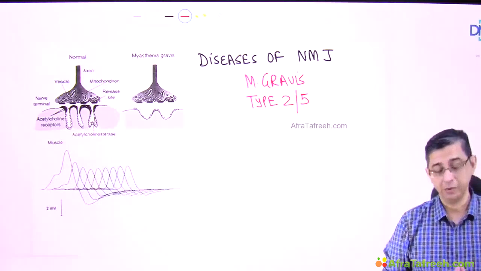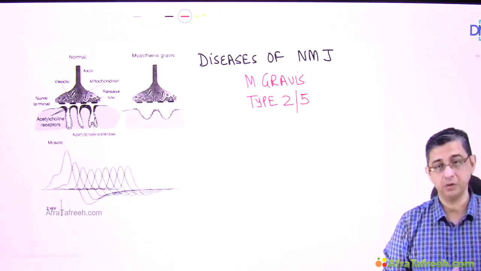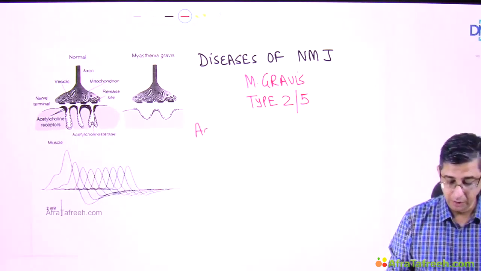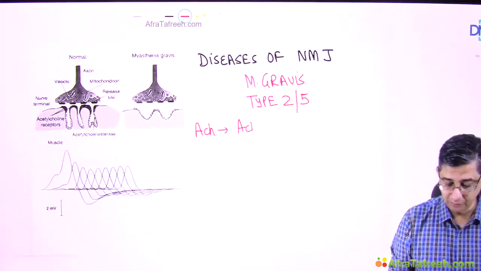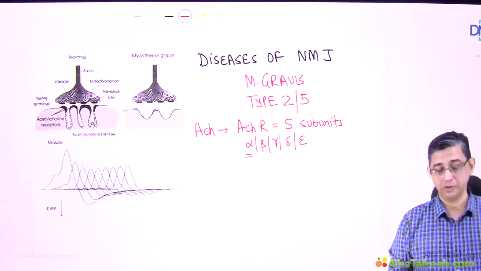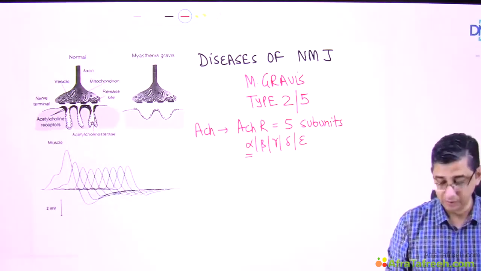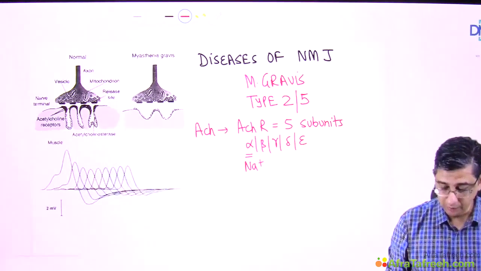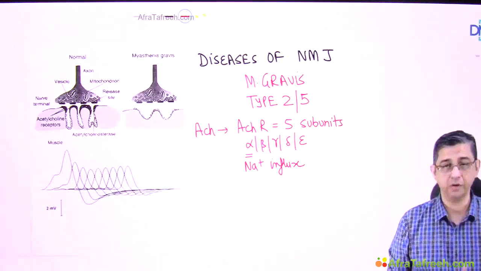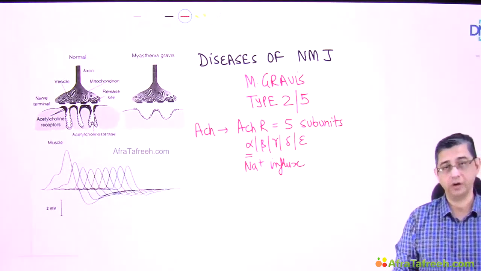Now, what's the basic problem in this condition? The receptors for acetylcholine are the ones which are affected. It's a post-junctional defect. Traditionally, acetylcholine will act on its receptor, which has a total of 5 subunits. They are referred to by the traditional names alpha, beta, gamma, delta, epsilon. And it is the alpha subunit which is of concern, because the moment the alpha subunit is activated, that is when sodium influx occurs, and subsequently it causes a depolarization, they fire at the neuromuscular end plate, and the muscle is able to contract.